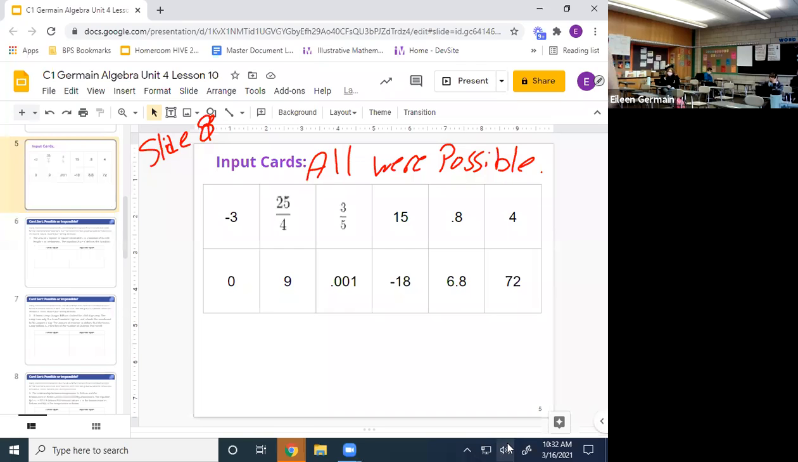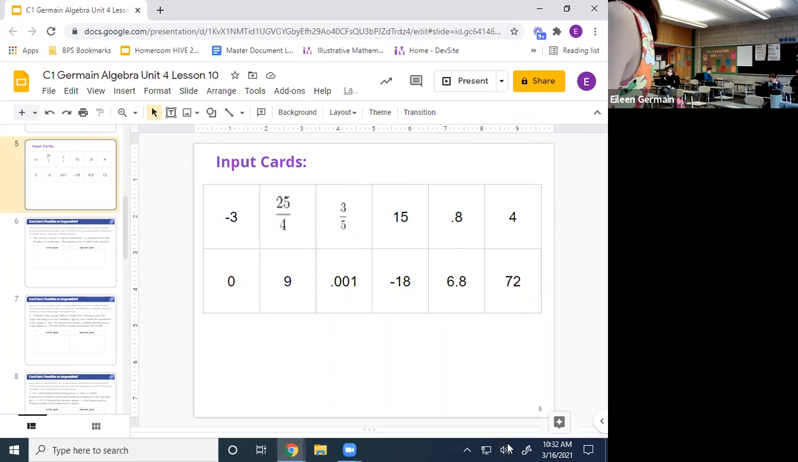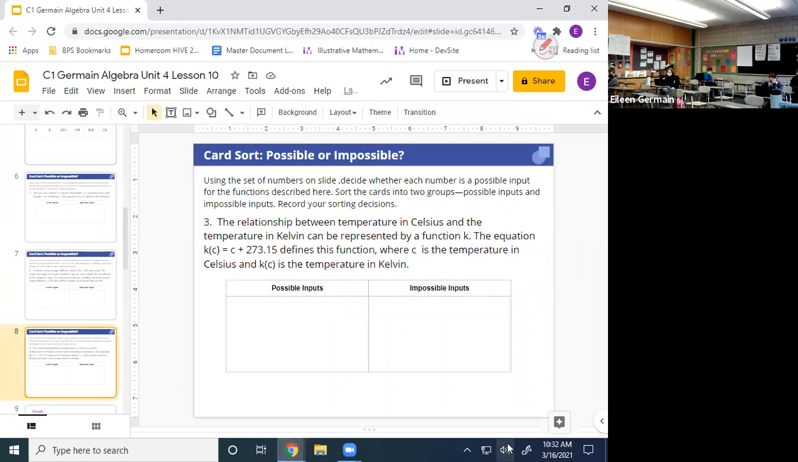Oh my goodness, Mr. Mean. Sorry about that. So all of these values are possible when we're talking about temperature, because we can always convert those fractions to decimals and they're always going to be equal. Okay, very nice. So all of these are possible.